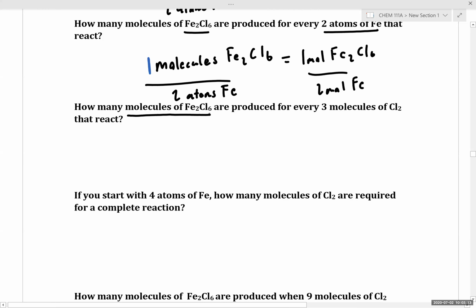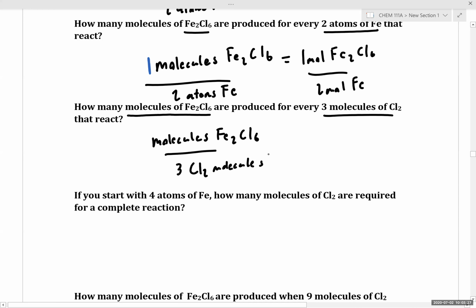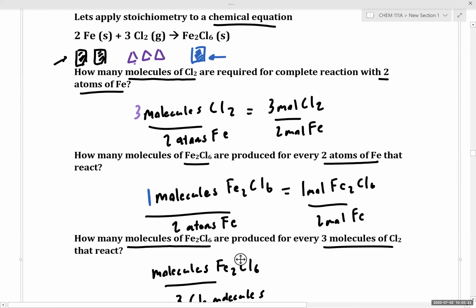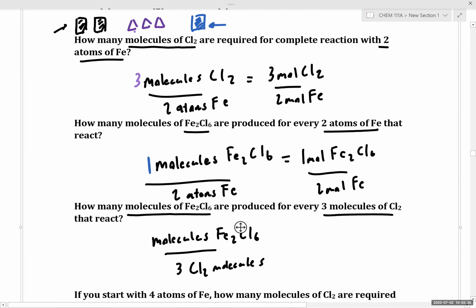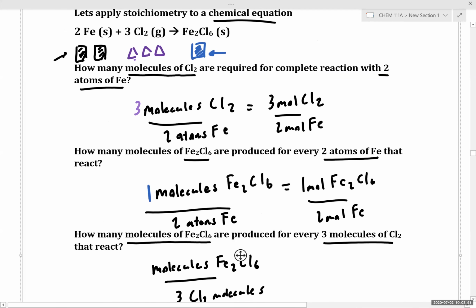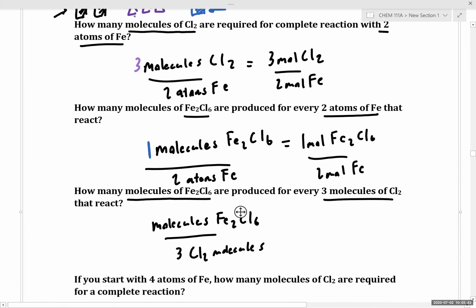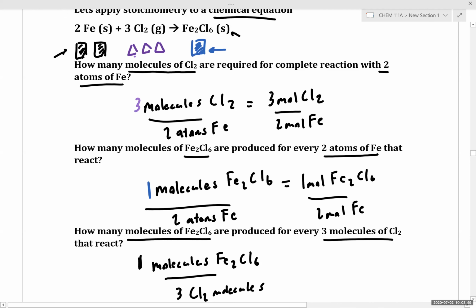Okay, let's continue on with this. How many molecules of product are produced for every 3 molecules of chlorine? So what is our molecule to molecule ratio? How many molecules of product do we make for every 3 chlorine molecules? It's 1 to 3. We get 1 molecule of product, as we can see in our chemical equation, for every 3 molecules of chlorine.